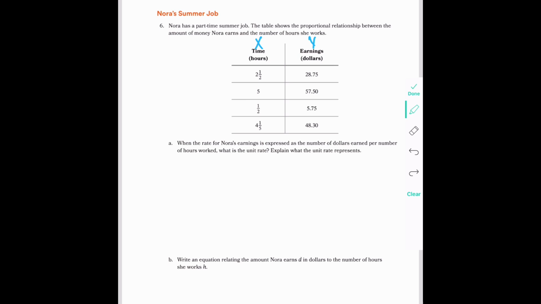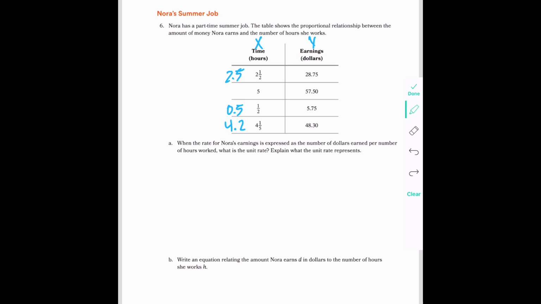So in order to figure it out, we would have to divide Y by X. If we divide Y by X, we would have to make them the same kind of number. So either I would have to change my fractions to decimals, or I would have to change my decimals to fractions. You could do either one, so I'll break down how to do either one. If you're changing the fractions to decimals, this would be 2.5, 5 would still be regular, this would be 0.5, and then this one would be 4.2.